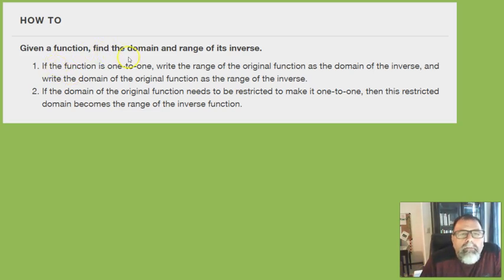Given a function, find the domain and range of its inverse. If the function is one-to-one, write the range of the original function as the domain of the inverse, and write the domain of the original function as the range of the inverse. Now, if the domain of the original function needs to be restricted to make it a one-to-one function, then this restricted domain becomes the range of the inverse function.